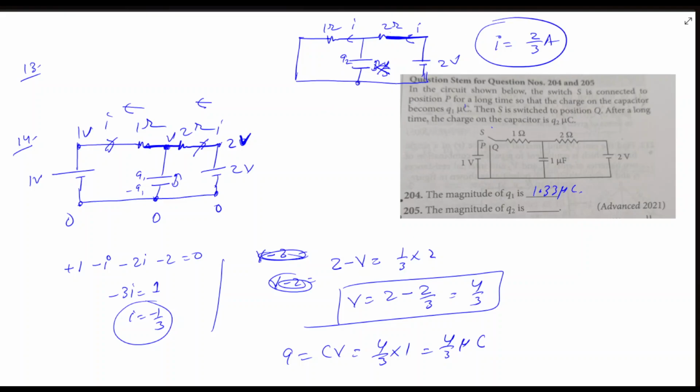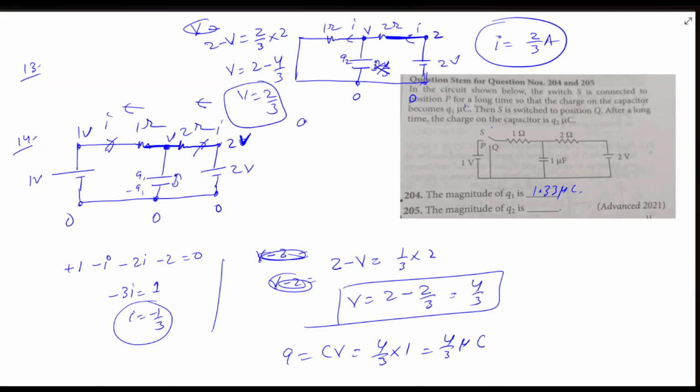Now let's consider this point as 0. So this will be 0, this is at 2, and let's say this is at V. So 2 will be more because in the direction of current potential drops. So 2 minus V is equal to IR. I is 2 by 3, and R is 2, so V will be 2 minus 4 by 3. So V will be 2 by 3.